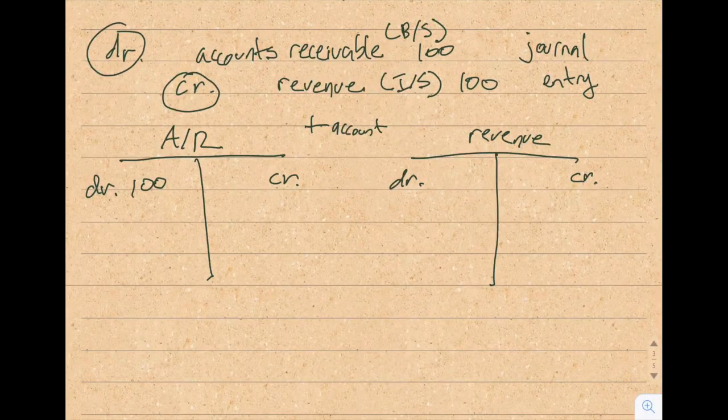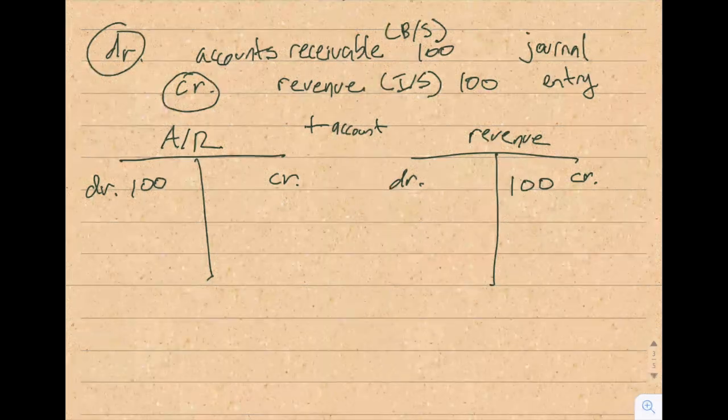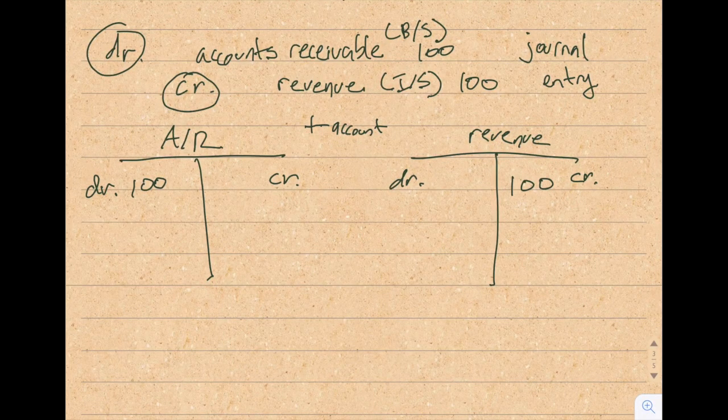Now, what's the other part of this journal entry? It's revenue. Revenue is part of the income statement, but it has a relationship to the balance sheet, which I'm going to talk about in one second. But first, notice that here, you're increasing revenue with a credit. So, it's very important not to get these confused. And you should always be able to balance.